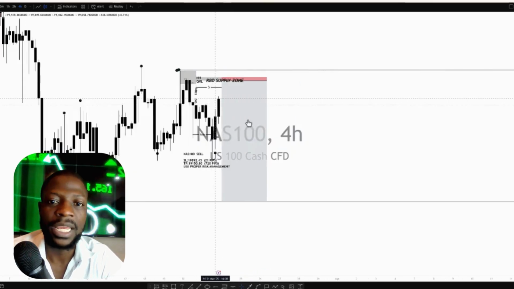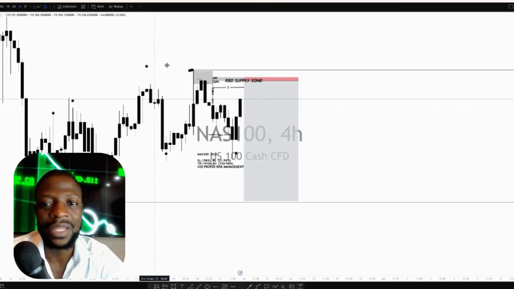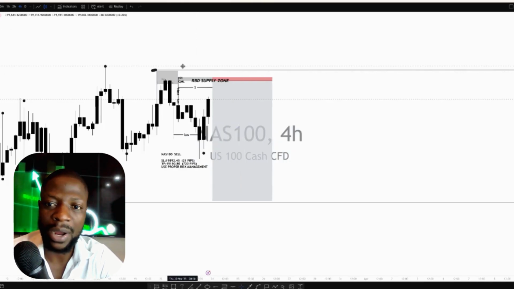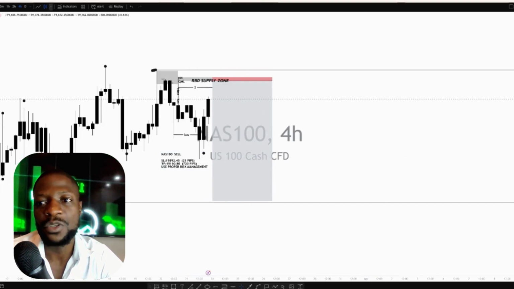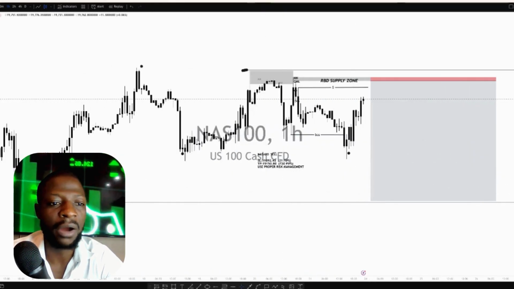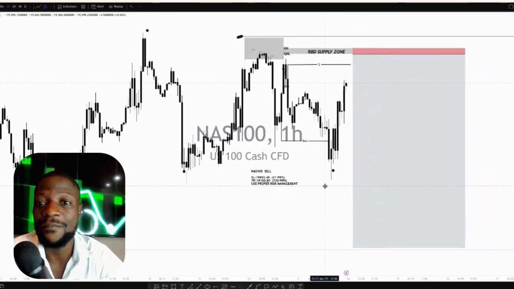What does that tell you? It tells you that the market actually failed to break this high and then created a lower high. And then after that lower high, what did we have? We had a lower low. Let me show you on the 1 hour time frame. So it's really important that you learn how to read price action, because most of the time everything is just going to be in front of your eyes.